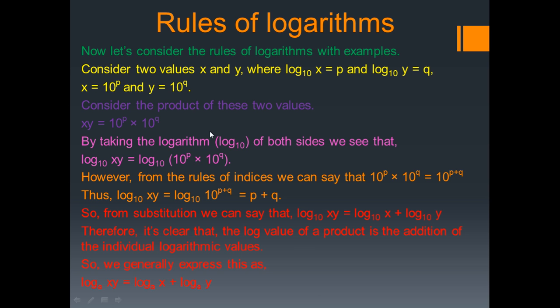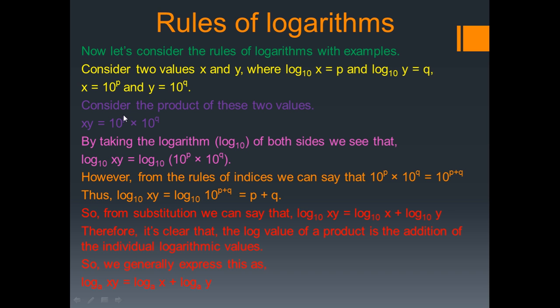So what I mean by the power law is what happens when I multiply two terms inside a logarithm. To explain that, let me take a simple example. So I'll consider two values x and y, where log x to the base 10 is p and log y to the base 10 is q. So from the last relationship we built up, we can say that x is equal to 10 to the power p and y is equal to 10 to the power q. So when I multiply x and y, I can say xy is equal to 10 to the power p times 10 to the power q.